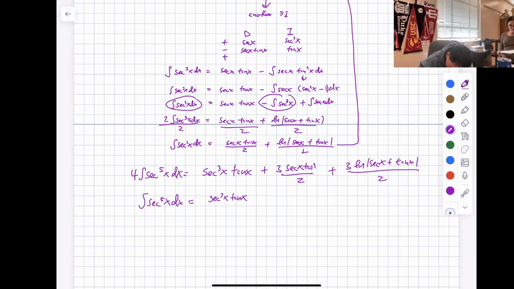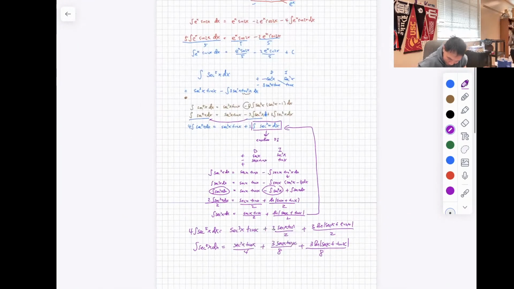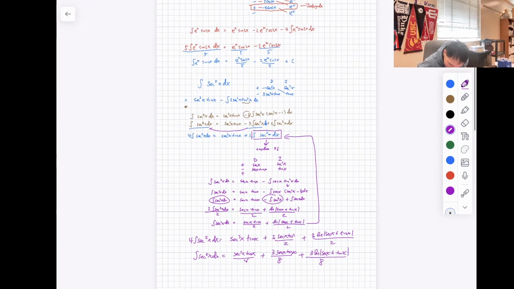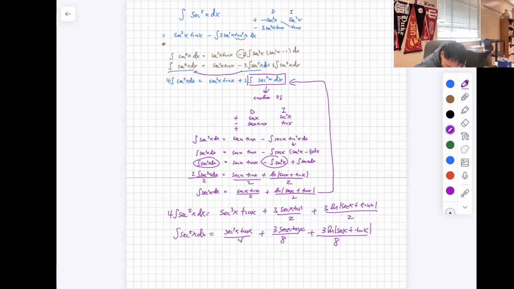Okay, so to the It's not that bad. It's not even one page. It's this big.